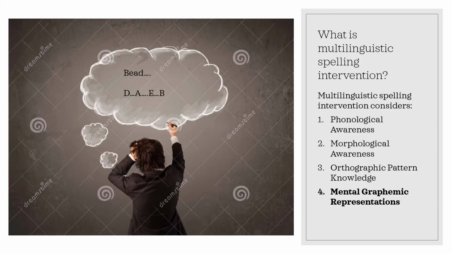The final component of multilinguistic spelling intervention is mental graphemic representation. And this is a very important skill that a student needs to learn as they progress through school, because as writing and reading become more complex and the more they encounter opaque words, the less they'll be able to rely on phonological and morphological awareness and orthographic pattern knowledge.